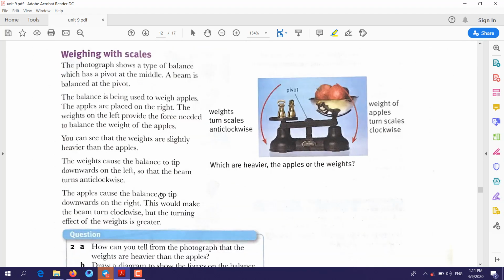Another use of the turning effect is the scale, weighing with a scale. The principle of the scale depends on the turning effect. As you can see here, the center point we call the pivot, here we have the weight, and here we have the object that you want to measure. The arrows show how these two parts of the scale will move.